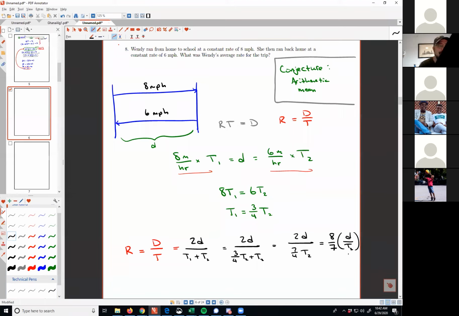Now what? What's D over T2? The rate. No. Do we see D and T2 together anywhere? Yes. The 2D divided by 3 over 4 T2 plus T2. Well, we need it right here. What is D over T2? Look through our original information.